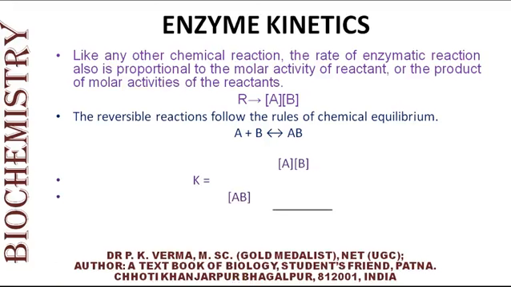The rate of the reverse reaction will be proportional to the product of the product concentrations, and the forward reaction is proportional to the molar activity of the substrate. And when these two rates of reaction R1 and R2 are compared, there is a constant K that would be equal to the product of A and B divided by the substrate AB.